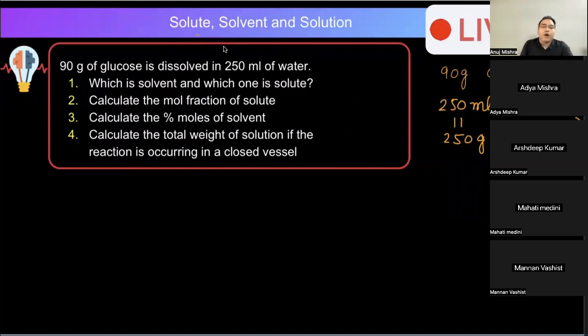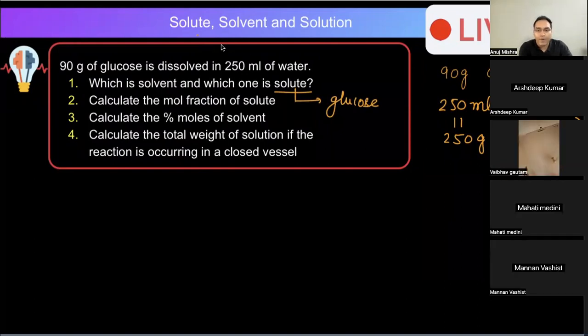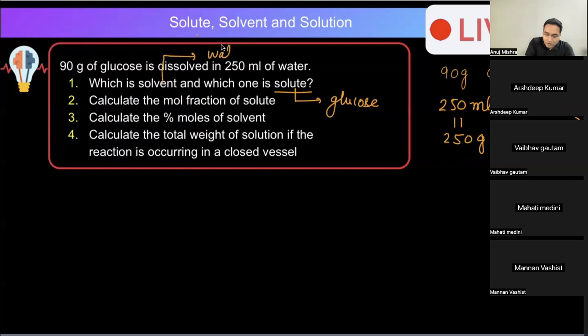Now, how many of you can identify which is solvent and which is solute? What is the solute? Can we say the one which is being dissolved? The answer is glucose. If glucose is solute, what becomes solvent? Solvent becomes water. So we have solute as glucose, solvent as water. Question number 1 is already solved.